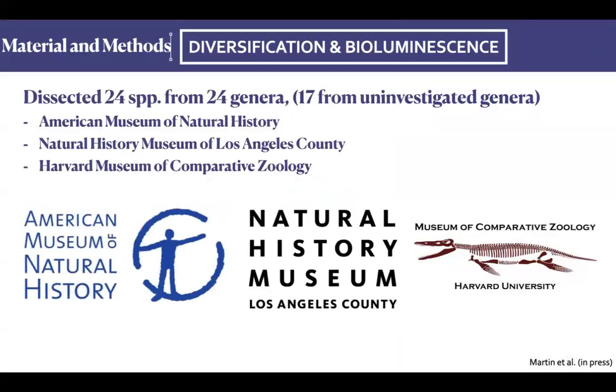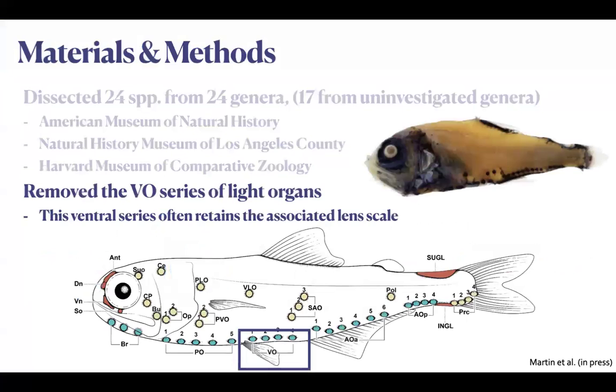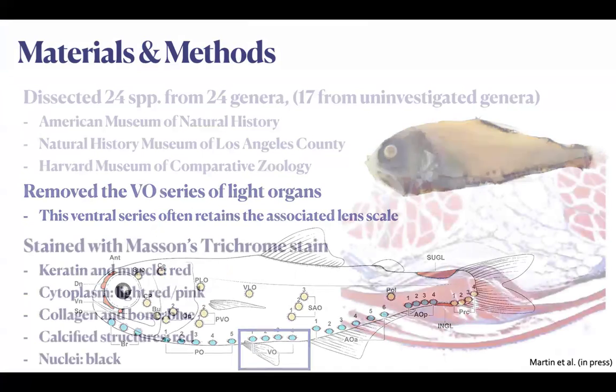And so just for this work, I looked at 24 different species from a couple different institutions, including the American Museum of Natural History, the Natural History Museum of Los Angeles County, and then MCZ at Harvard. And I removed the light organs from this VO series right here. The reason I did that is because there's a pelvic fin right here, and this pelvic fin often protects the scales from being lost when this fish is collected. And so that VO series, generally, if it was going to have a scale still attached, it was going to be on that VO series.